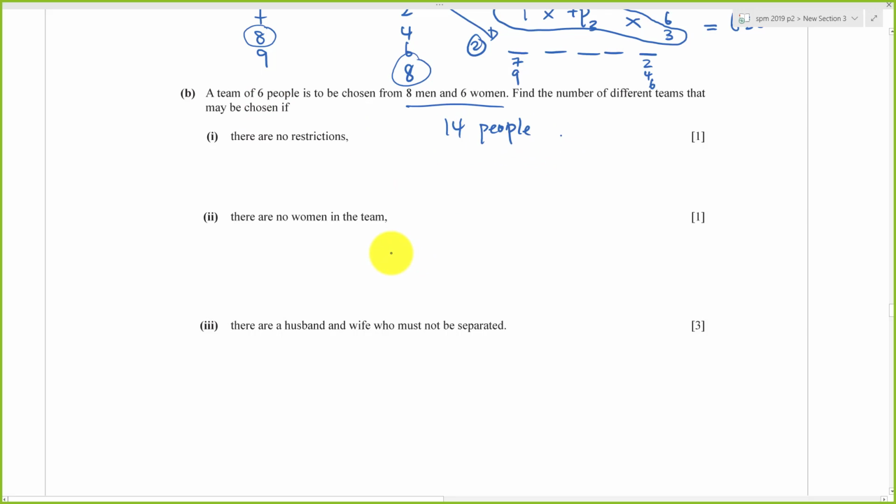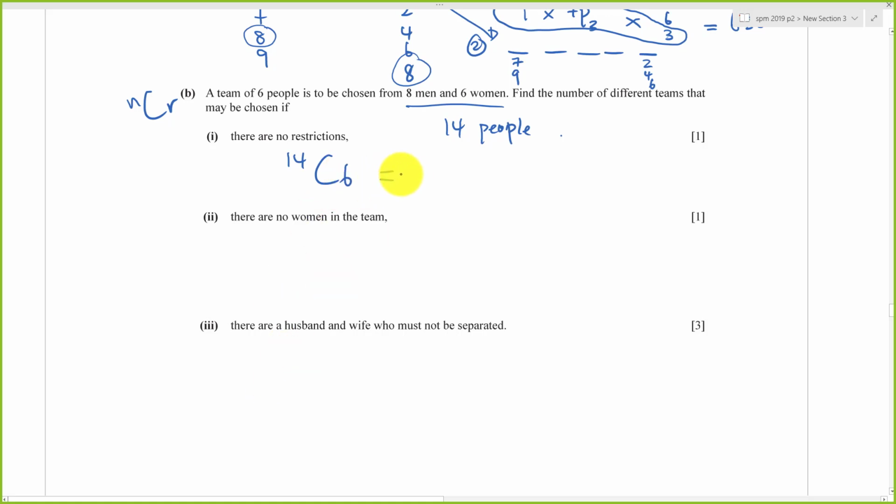In this case, before you start, you have to ask yourself, does arrangement matter or not? If arrangement doesn't matter, you're going to use C. If it matters, you're going to use P. Over here, because I want to choose people to form a team, I don't think I need to arrange them. Therefore, I will use C, which is combination, nCr. So in this case, it's 14 people, I choose 6.